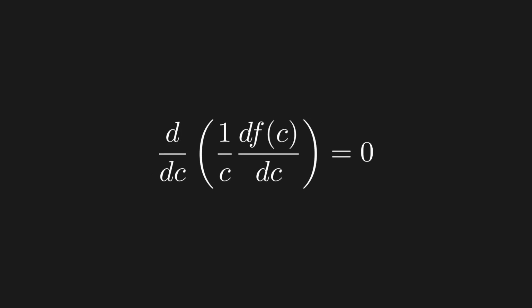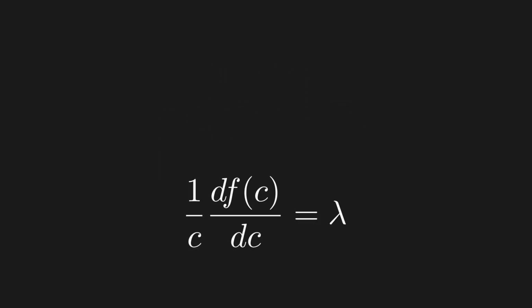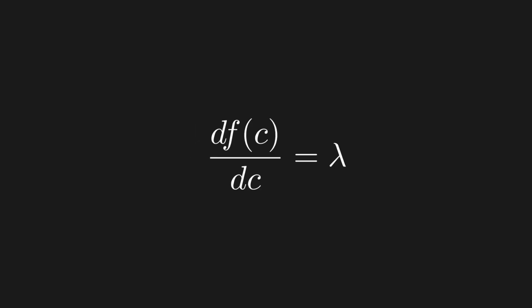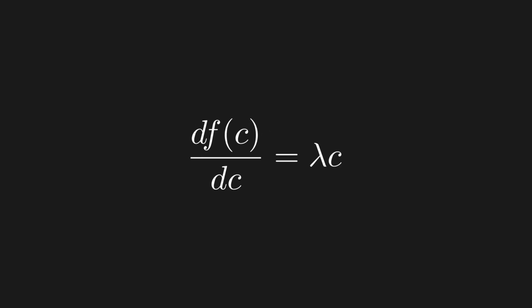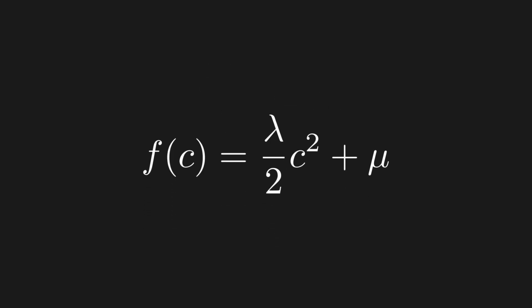Now let's carry it home. The overall derivative on the left equals 0, which means that this must equal some constant lambda. And we can rearrange to get this. We can now integrate both sides one more time, and we get the following, where we remembered to add a constant of integration, mu. Isn't this exciting? We finally see that the probability function must depend on the square of the coefficient. All that's left is to find the constants of integration.